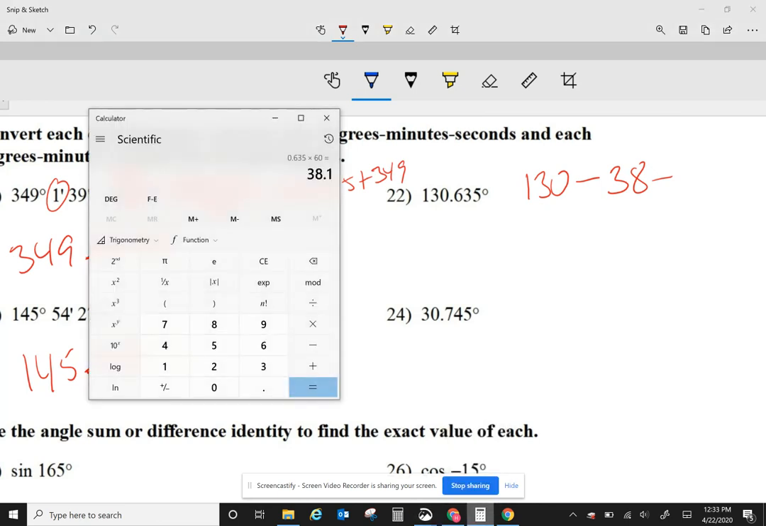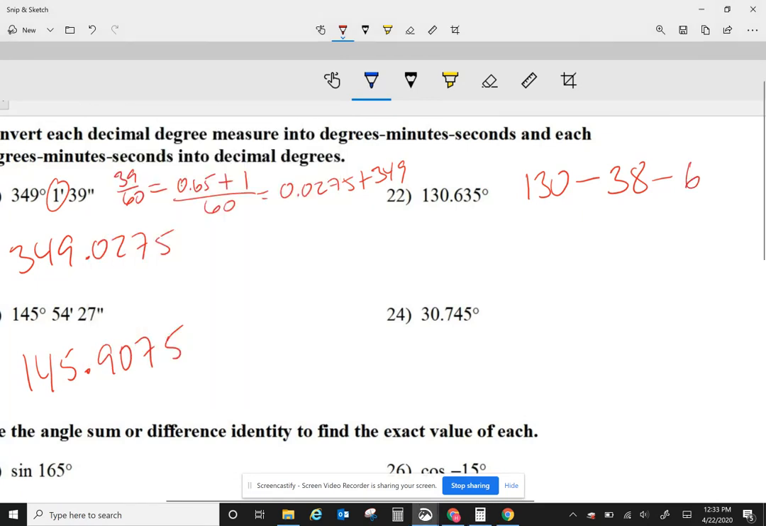38. Okay, so let me take away 38 because I already wrote it down. That gives me a decimal. Let me multiply this by 60. Gives me 6. So I have 130 degrees, 38 minutes, 6 seconds.